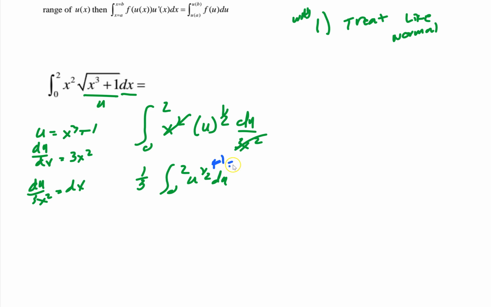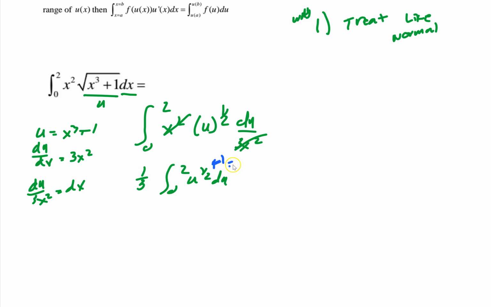And then don't forget, you plug your u back in. So we're going to get 2 times (x cubed plus 1) to the 3/2 over 9. And I still have to plug in 0 and 2. That is just plug in 2 to everything and plug in 0 to everything. So (2 cubed plus 1) to the 3/2 over 9, minus 2 times (0 cubed plus 1) to the 3/2 over 9.